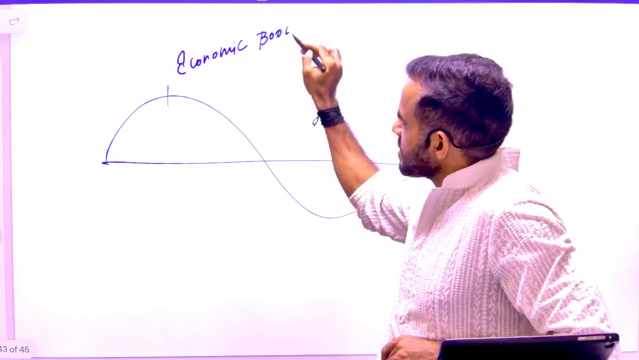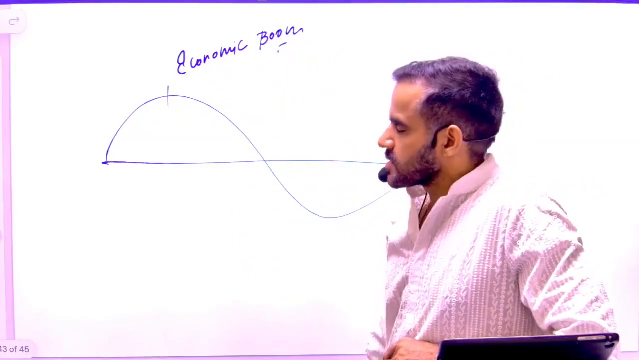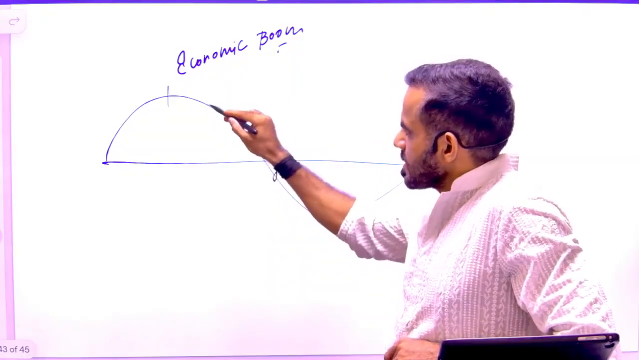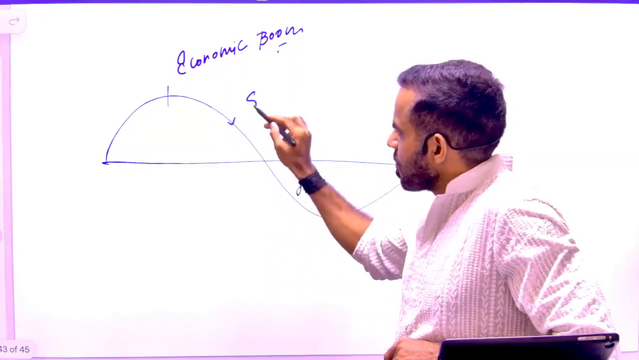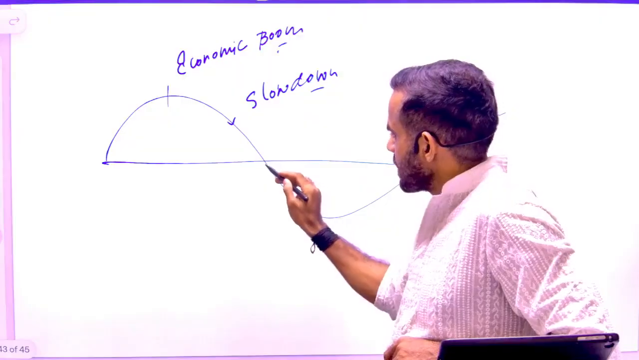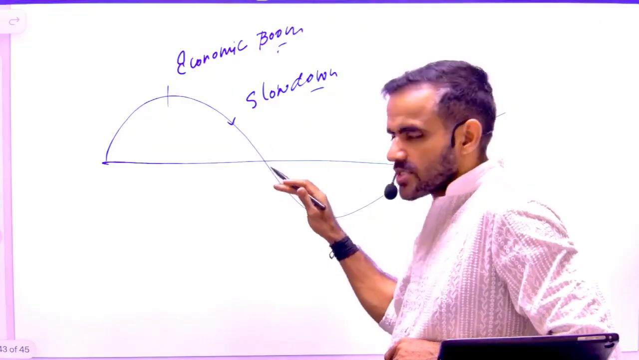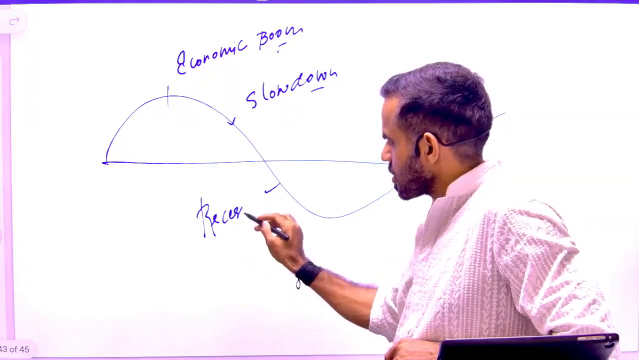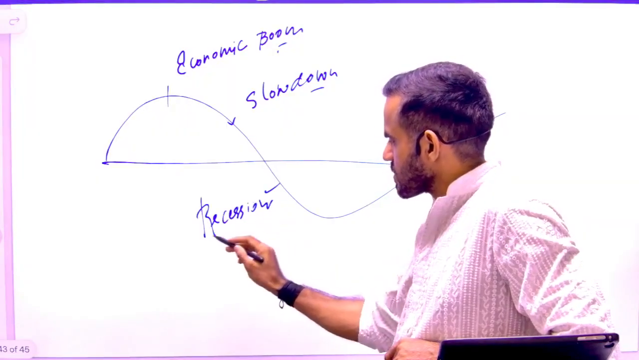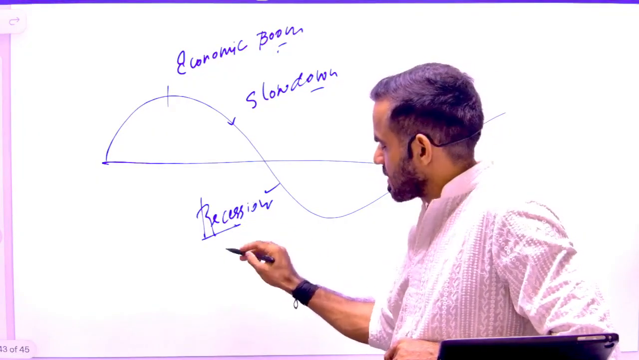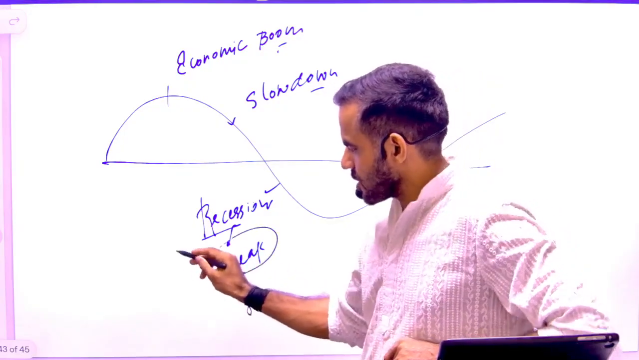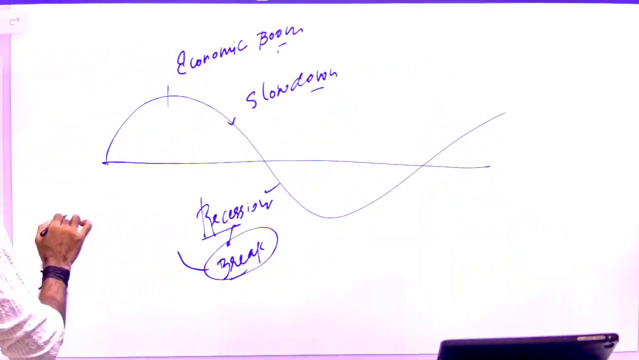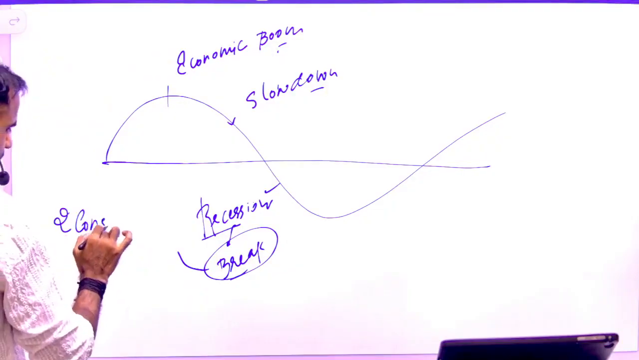So economic boom is a time when good growth is there. Then if you see that it is going down, this is a time of economic slowdown. Then if you see that the growth is coming down and down, this is the time of recession. What is recession? If you remember, there's a concept of recess in school that simply means break.